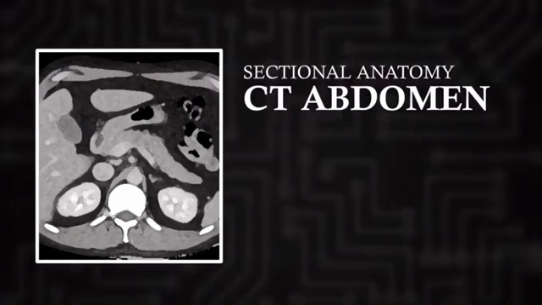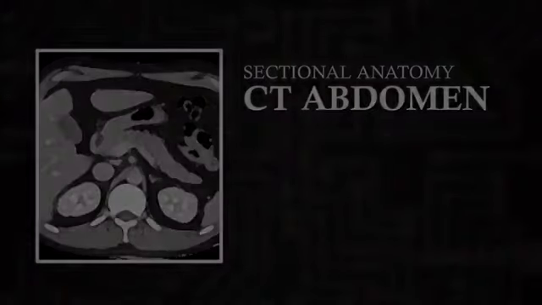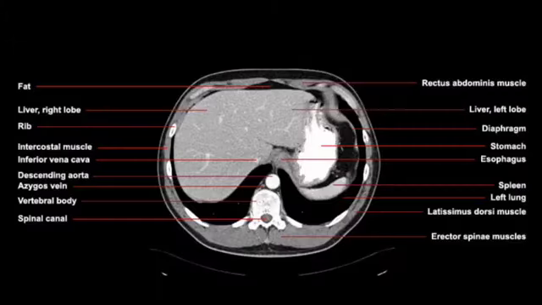Hey everybody, welcome back. This sectional anatomy tutorial is on CT imaging of the abdomen. In this lesson, we'll be looking at the axial plane. In this first slice, we're looking at the most superior end of the abdominal cavity. There's a few important structures that we should be able to recognize right away.